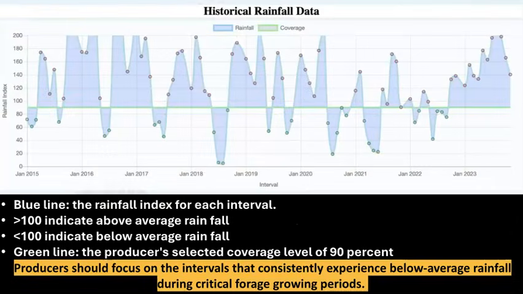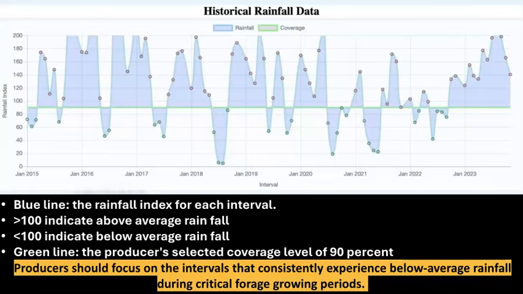This graph shows the historical rainfall index for the selected grid and coverage intervals over time. It helps producers see how often rainfall has fallen below their chosen coverage level, and how frequently PRF payments may have been triggered. The blue line represents the rainfall index for each interval. The green horizontal line represents the producer's selected coverage level of 90%. Whenever the rainfall index falls below the green line, a payment may be triggered. Those points are highlighted in green and represent intervals where rainfall was less than 90% of the historical average.